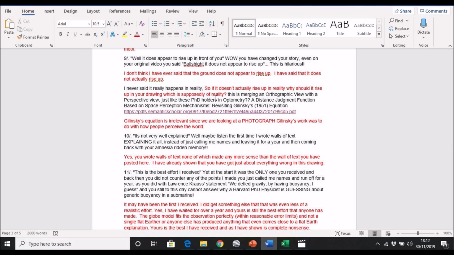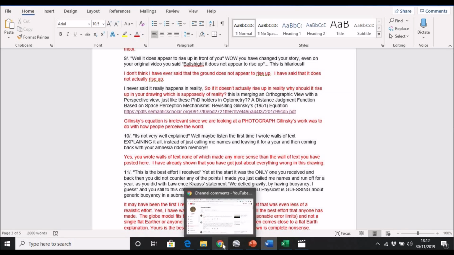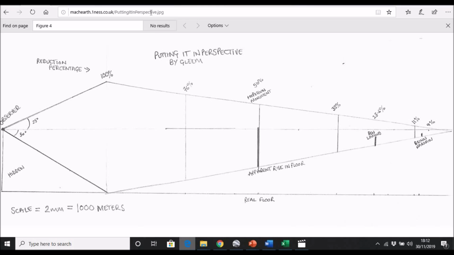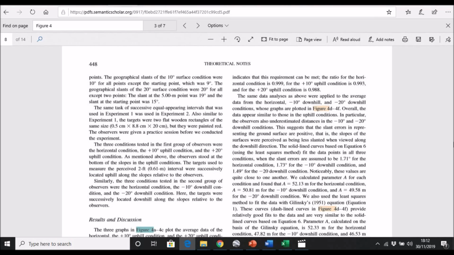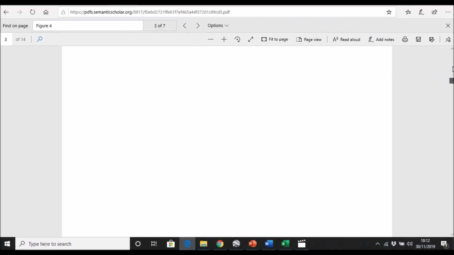He goes on to say this is merging, I think he's referring to his diagram, this is merging an orthographic view with a perspective view, just like these PhD holders in optometry, and he lists this paper. So he's claiming that other people mix up the orthographic view and the straight-on perspective view, if you like. Well, I don't think he's right about that either. Let's have a look at the paper in question.